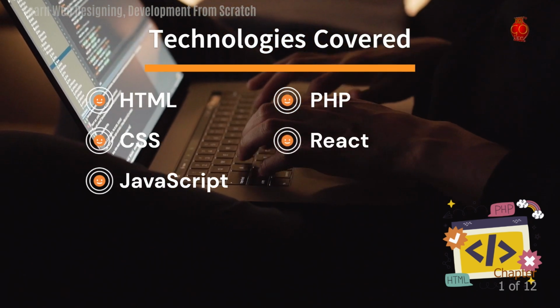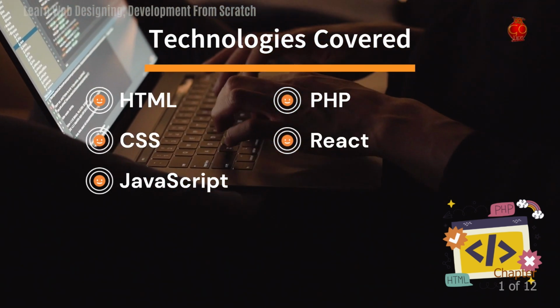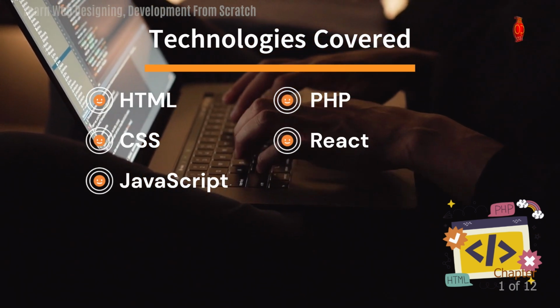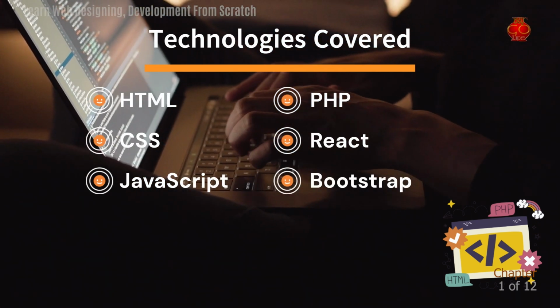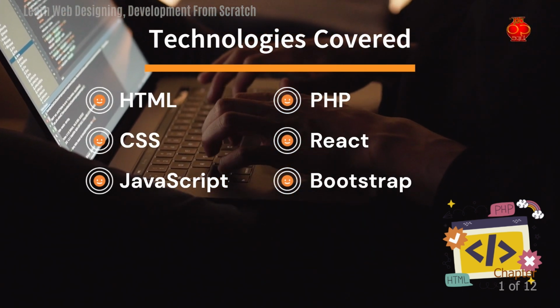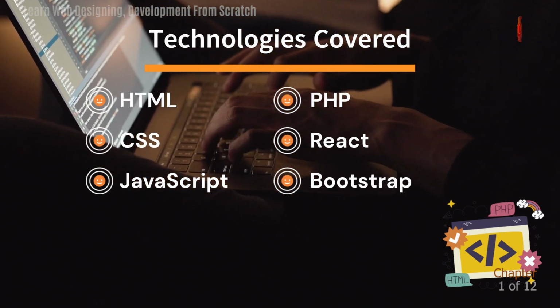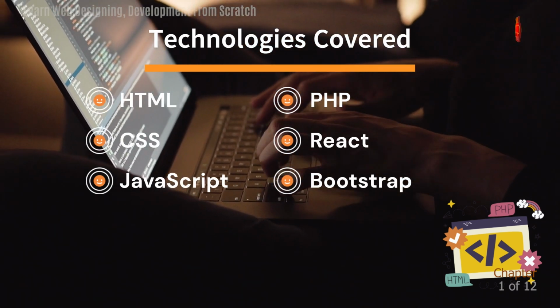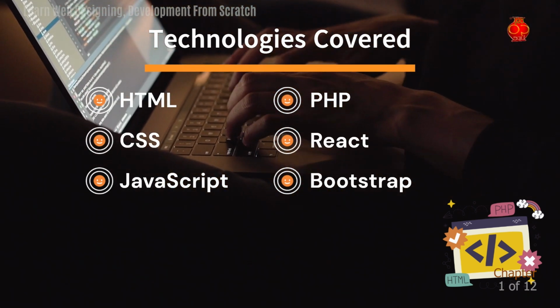React is a JavaScript library for building user interfaces. It helps create interactive and dynamic web applications more efficiently. Bootstrap is a framework for building responsive and mobile-first websites. It provides pre-designed templates and components like buttons, forms, and navigation bars that you can use to speed up development.